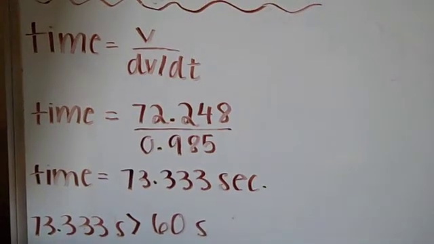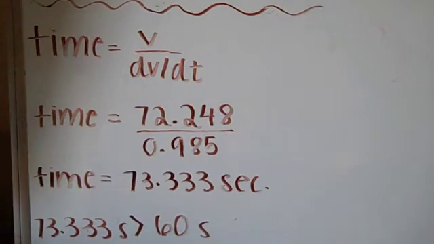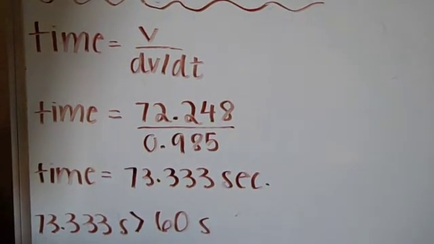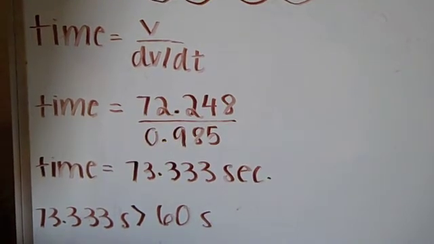To find the time it took for the vendor to prepare the Dippin' Dots cone, divide the volume of the Dippin' Dots by the rate at which the volume is increasing. Solve to get approximately 73 seconds. Note that this is greater than the allotted time of 60 seconds.